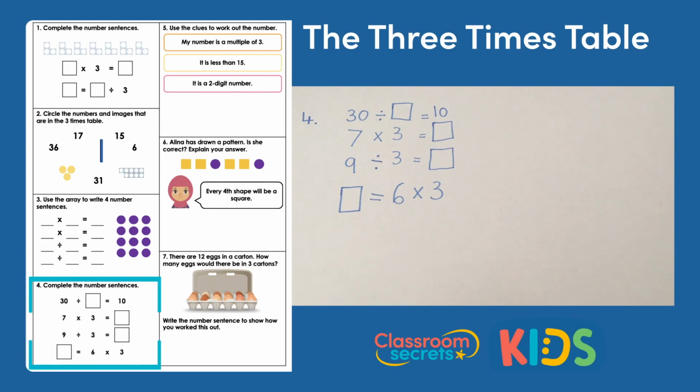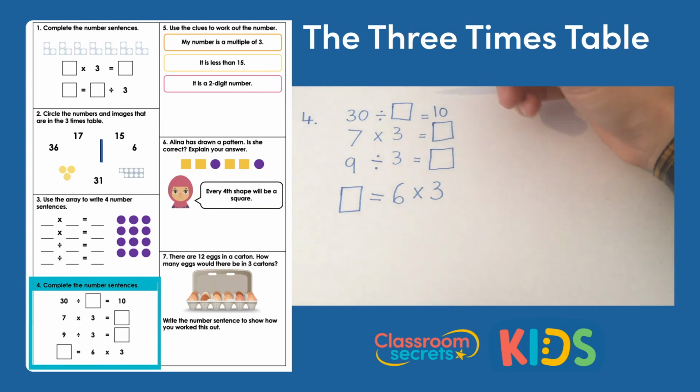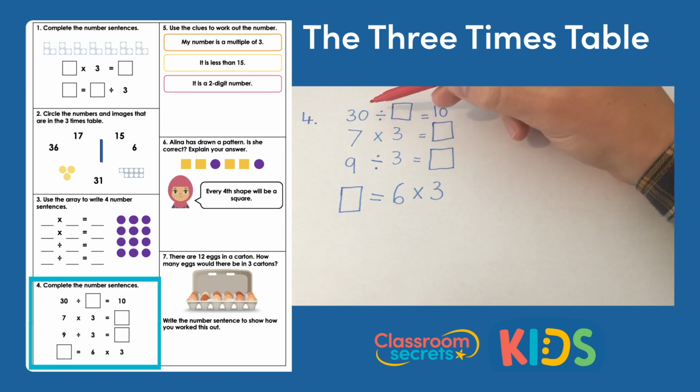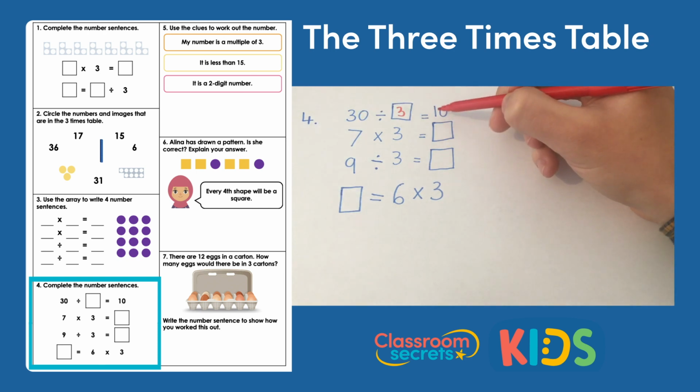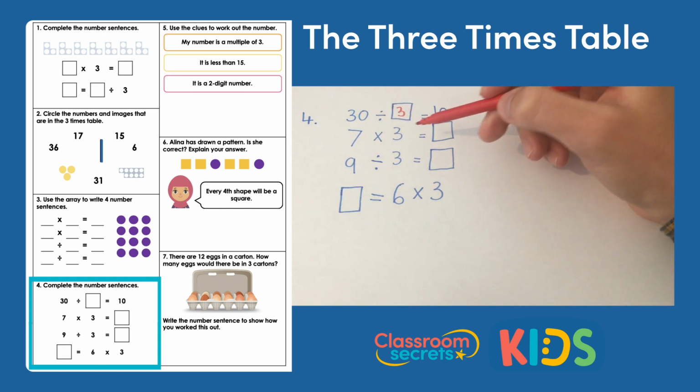Question 4 wants us to complete the number sentences. So the first one is 30 divided by something equals 10. How many 10s go into 30? And that is 3. 10, 20, 30. 30 divided by 3 is 10. You can check that by going how many 3s are in 30 and you'll get 10. Or you could use the inverse, 10 times 3, and that's 30.